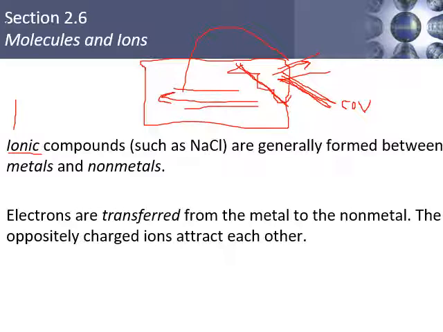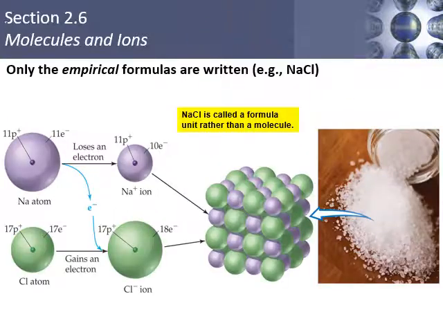Okay, so let's go ahead and move on. Here's a picture of what I was just saying. So for sodium chloride, you start off with a sodium atom, which is neutral, and a chlorine atom, which is neutral, but the sodium atom, for various reasons, is willing to give up one of its electrons to the chlorine. So now the chlorine is Cl minus.